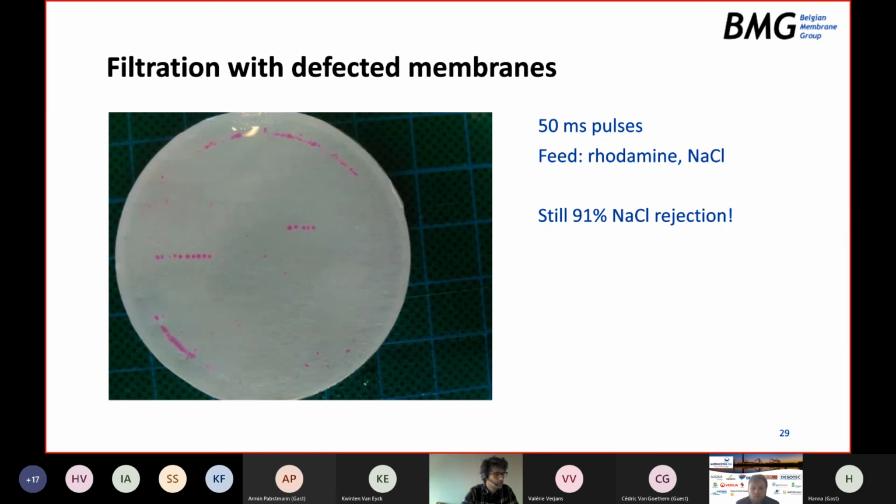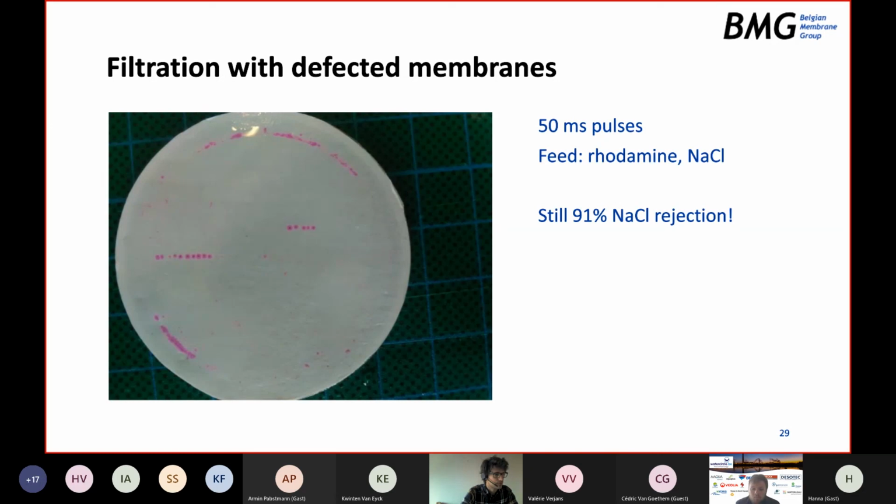All right, thank you. But it's a good point that, especially if you go to very sensitive techniques, the procedure of sampling and rinsing becomes very important. And then here, your main hypothesis for the 91% rejection of sodium chloride would be?